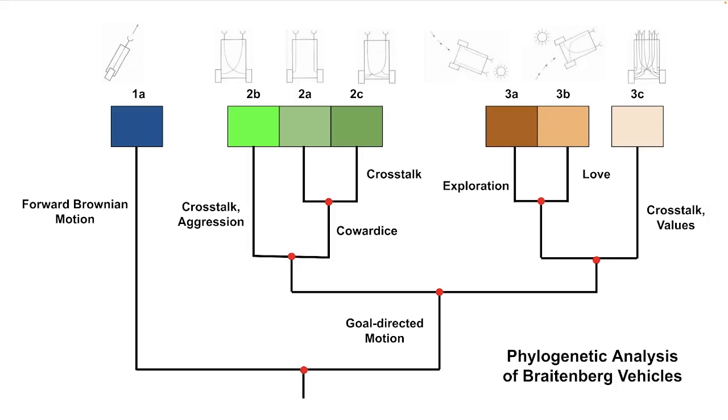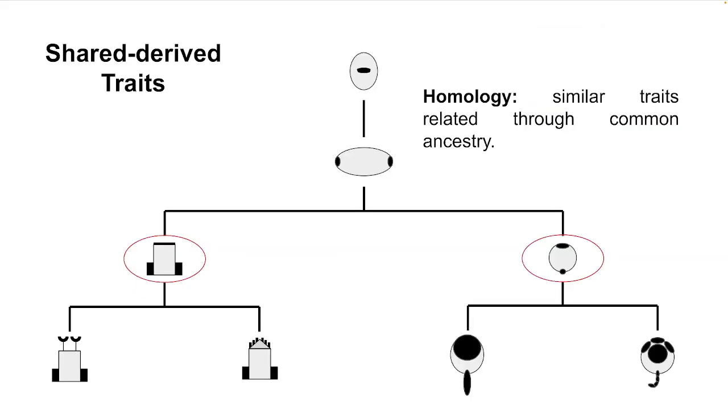So you have forward Brownian, a vehicle that produces forward Brownian motion as sort of the outgroup, and then you have crosstalk, which evolves multiple times. You have other vehicles that are grouped together in clades, such as vehicles 2 and vehicles 3. Vehicles 3A and 3B are in a subclade, and vehicles 2A and 2C are in a subclade. So when we talk about shared derived traits, we're talking about the concept of homology.